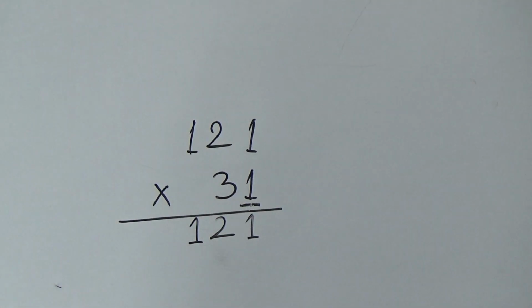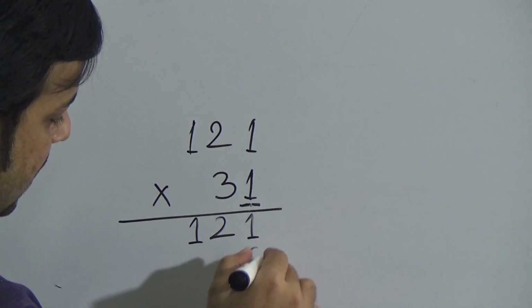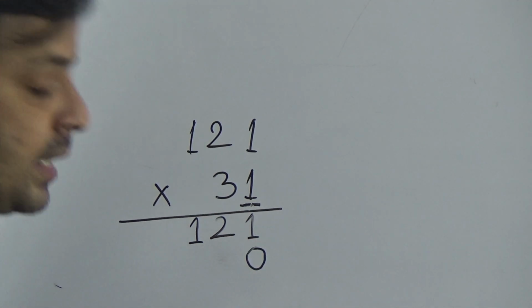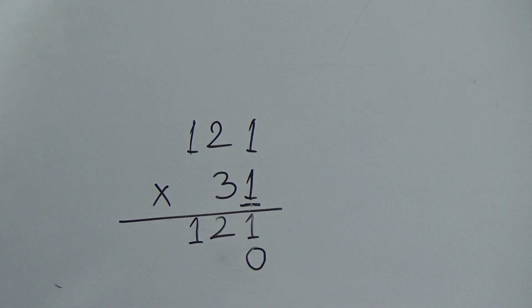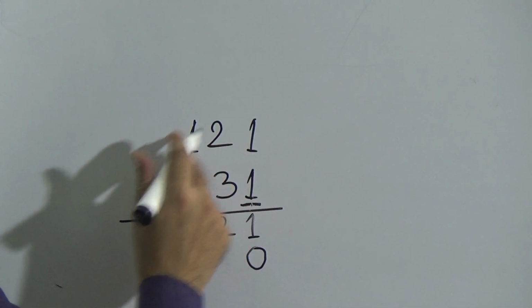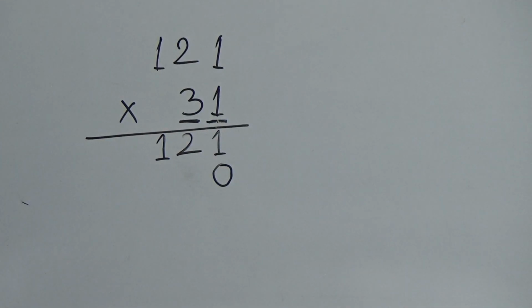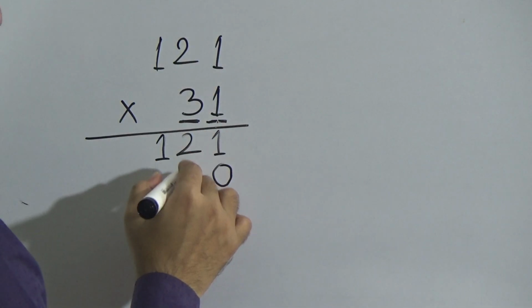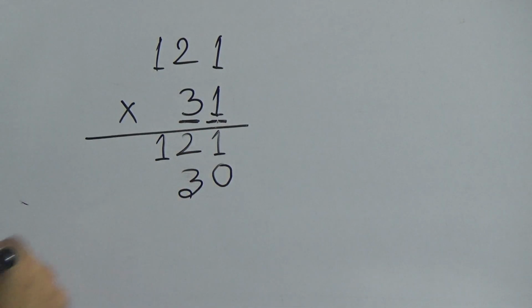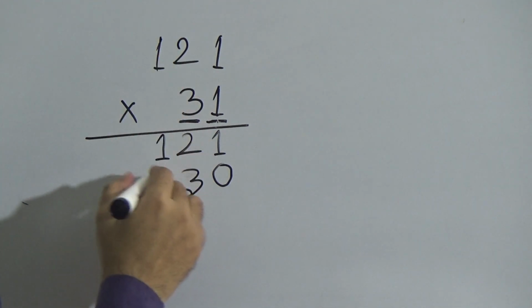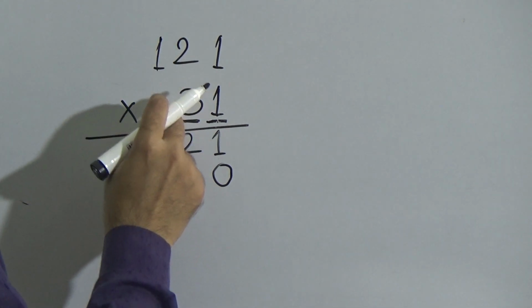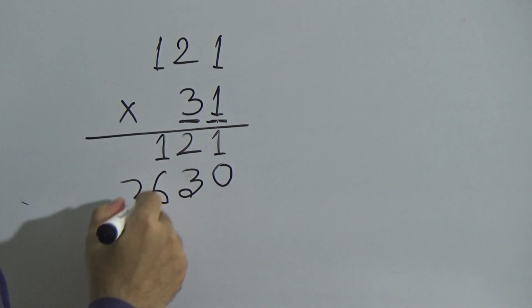As ones place is done, you have to remember that you have to write a 0 below ones place. Now, we have to multiply this number 121 by 3, meaning tens place. We have to multiply by tens place. So, multiply by 3. 3 ones are 3. Then 3 2s are 6. 3 ones are 3.